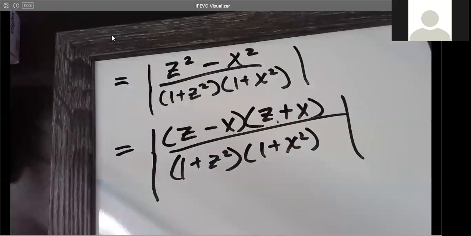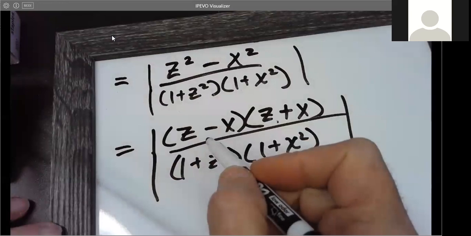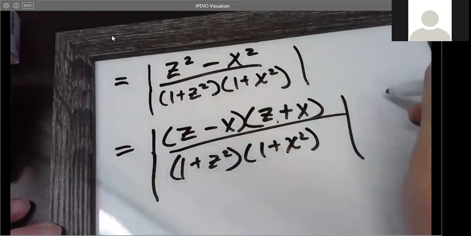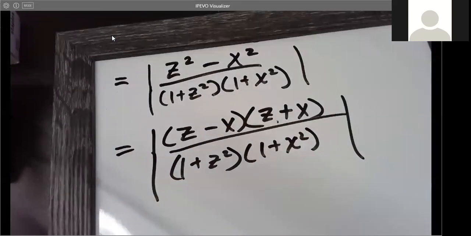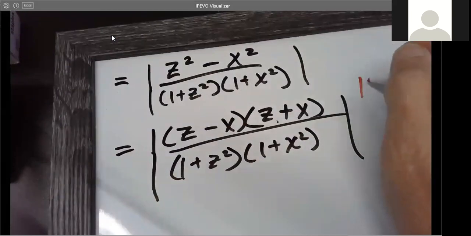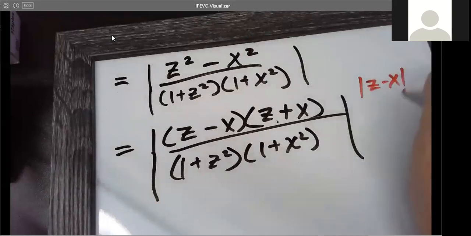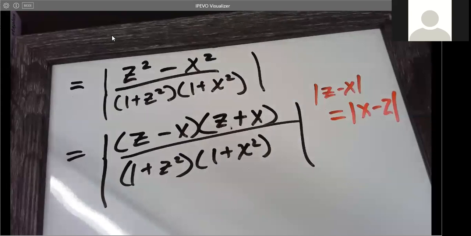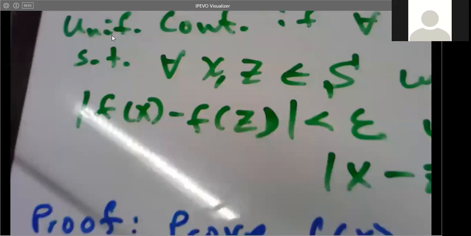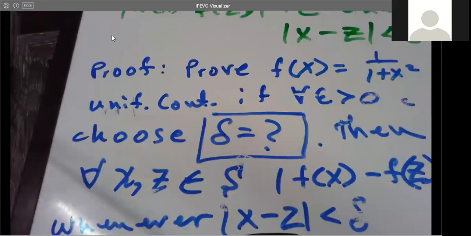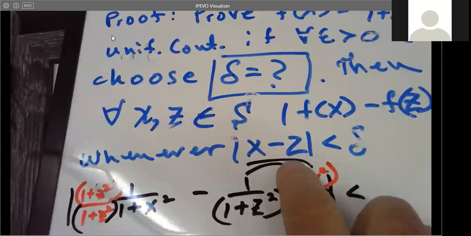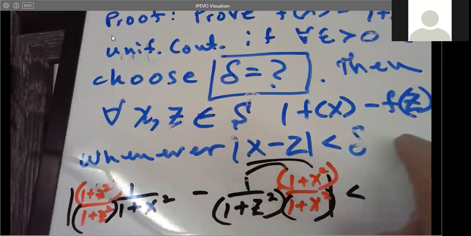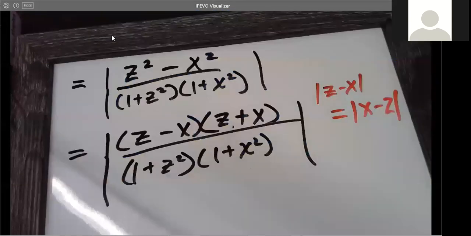Okay, so now we can take this, the absolute value of z minus x. Let's look at this for a minute. The absolute value of z minus x is the same as the absolute value of x minus z. Okay, does that make sense? We want to do that because eventually, where we have x minus z is less than delta, we're going to replace that with delta. So that's why we switch these.